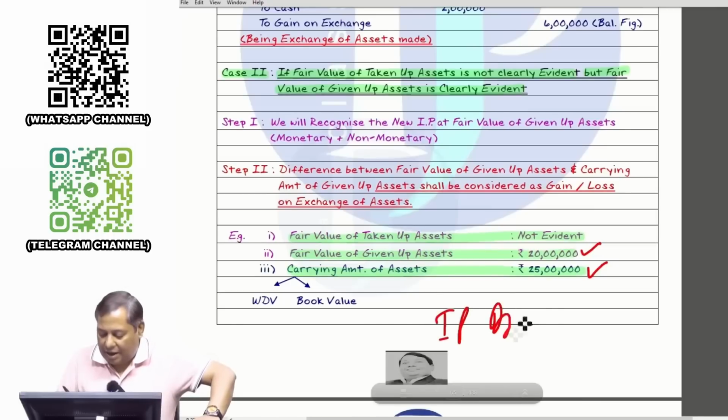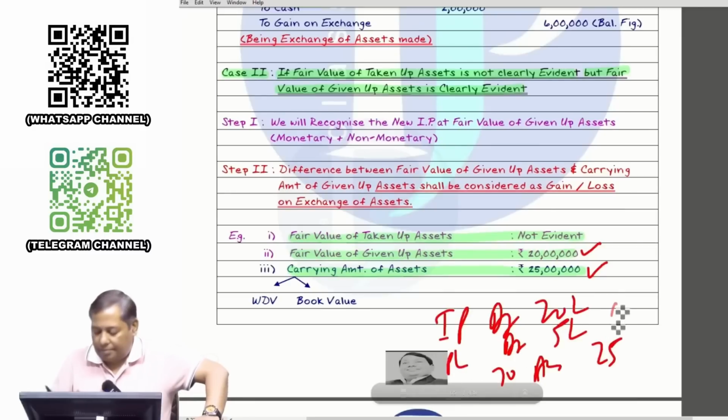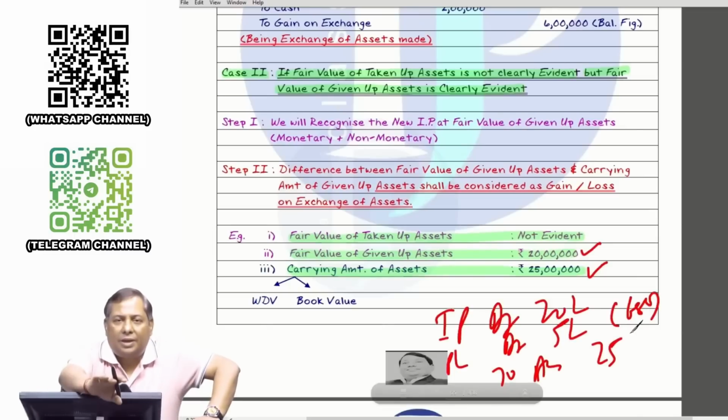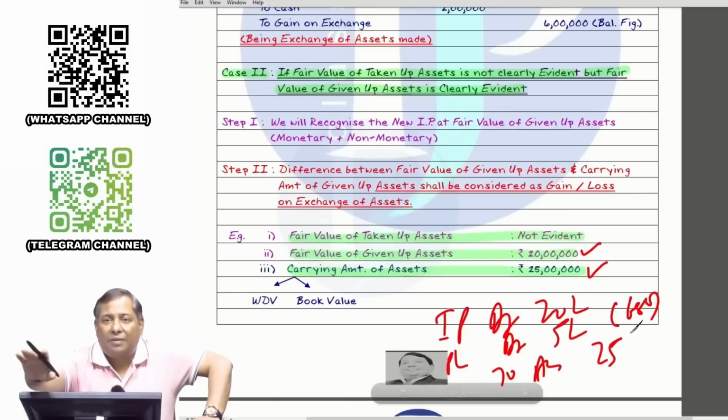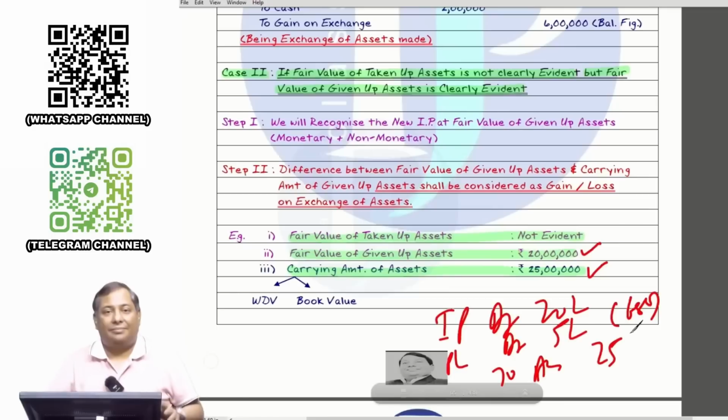Entry will be IP debit 20 lakhs, asset 25 lakhs. So we'll put 5 lakhs in P&L. That's your loss. If you know the taken up fair value but not the given up, then refer to taken up. If you know the given up fair value but not the taken up, then refer to given up. In the third case, you know both.